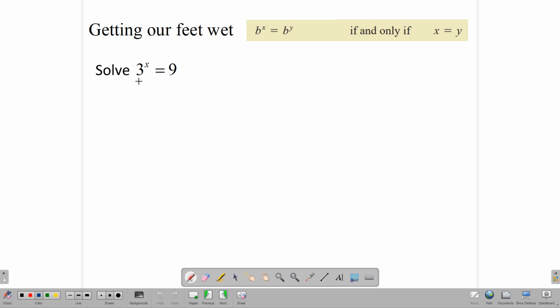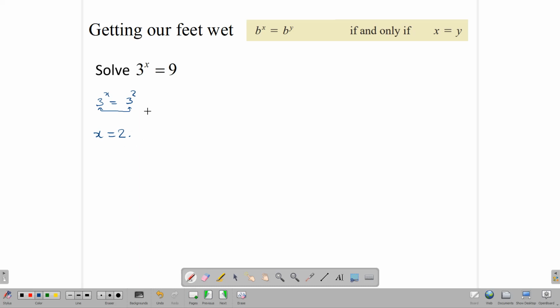We can solve it by saying, let us write 9 to the base of 3. And so in doing this, 3 to the x equals 3 squared, which is the same thing as 9. And therefore, because the bases are equal, we understand that the powers would be equal. So in this case, x is equal to 2.